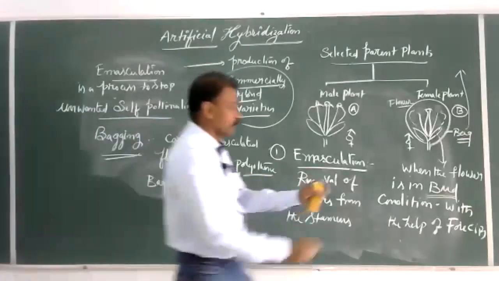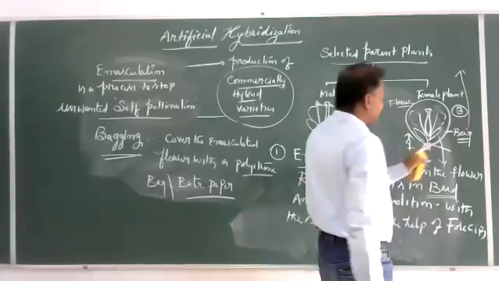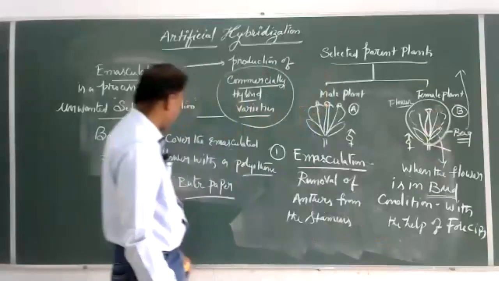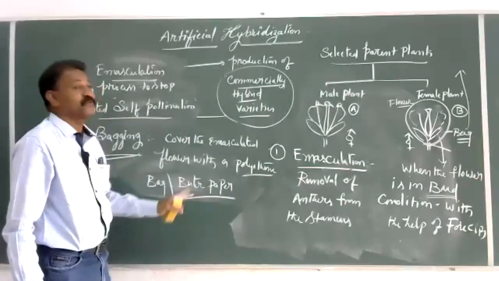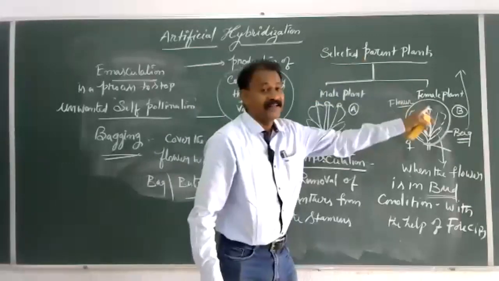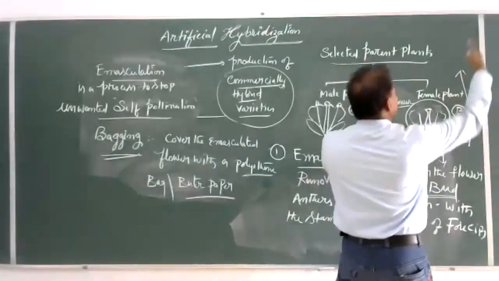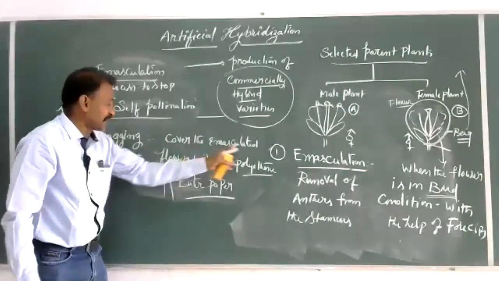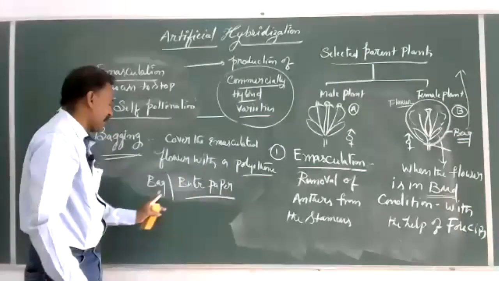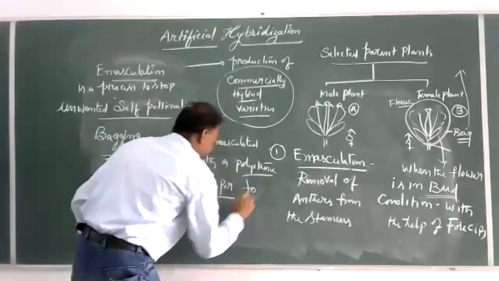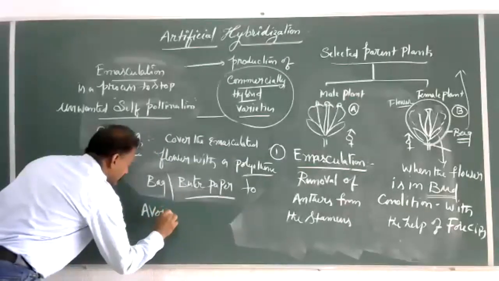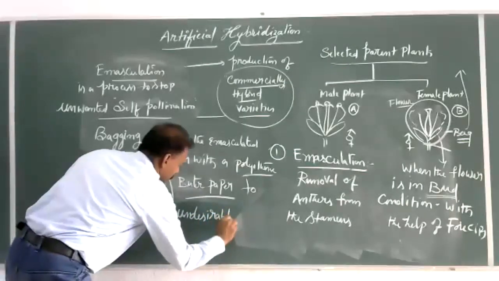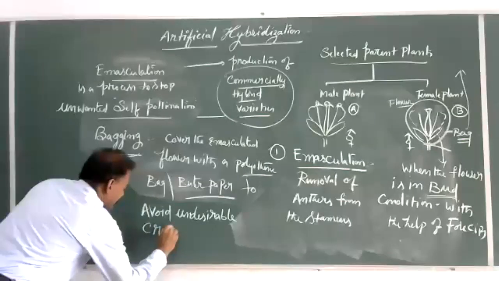Why, sir? We have to cover and put a thread like this, with a polythene bag or butter paper, because we want to stop unwanted cross-pollination. So bagging is a process of covering the emasculated flower with a polythene bag or butter paper to avoid undesirable cross-pollination.